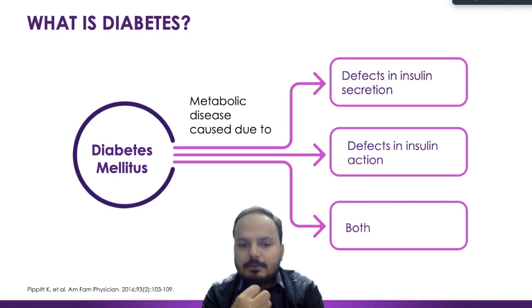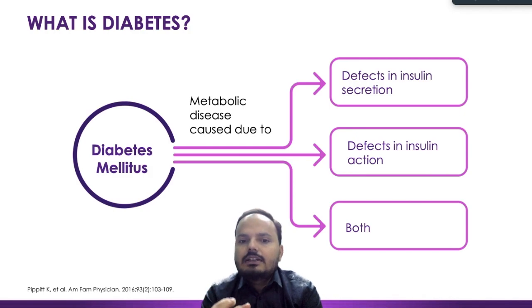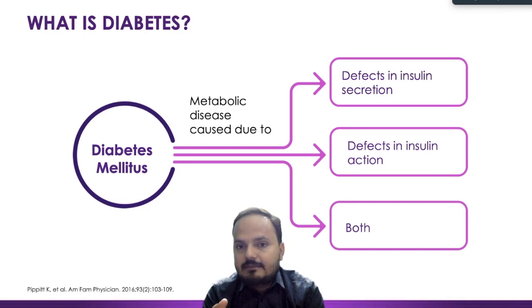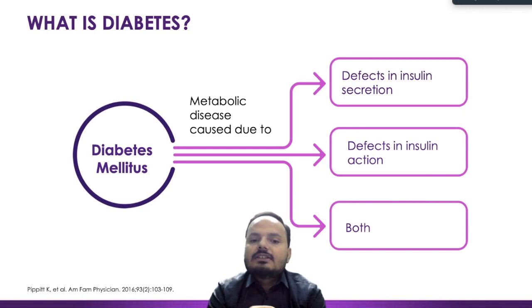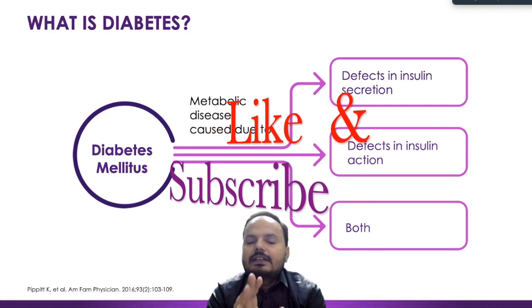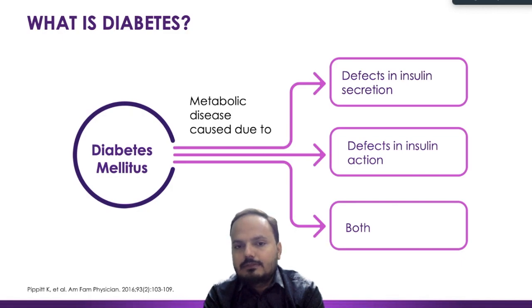Diabetes is basically a metabolic disorder due to defects either in insulin secretion or in insulin action. If there is a defect in insulin action, it means some kind of insulin resistance is there. If there is a defect in insulin secretion, then it's going to be type 1 diabetes mellitus. If there is a defect in insulin action, then it's going to be type 2 diabetes mellitus.